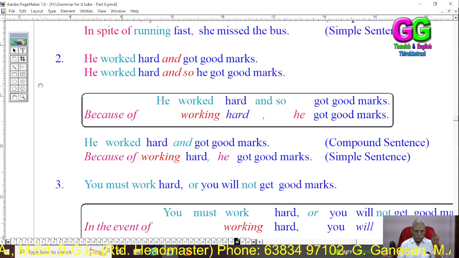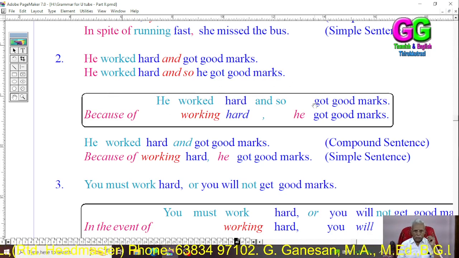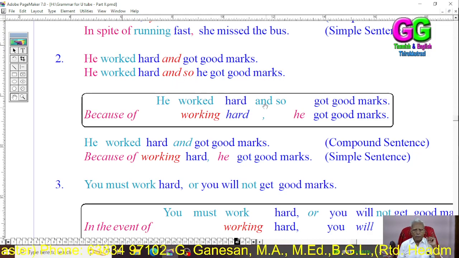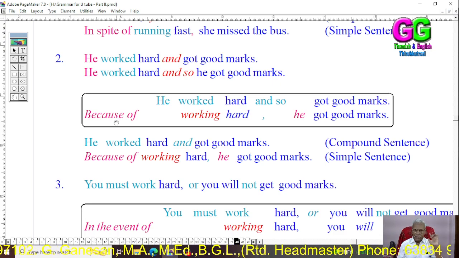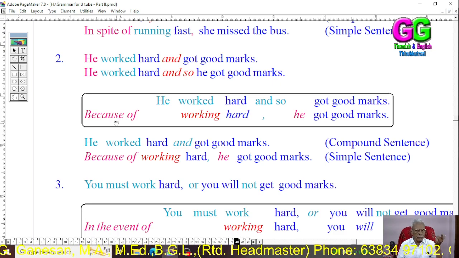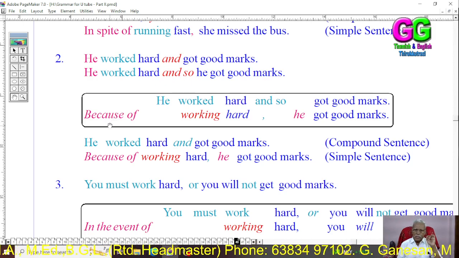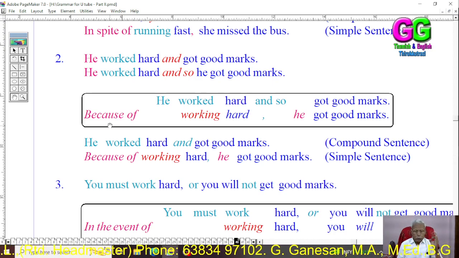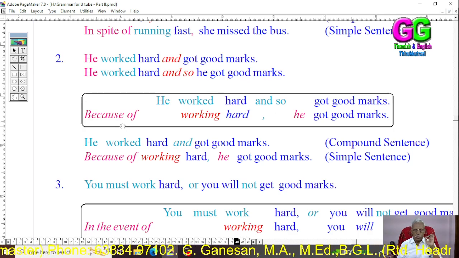See, it is reasoning. So the sentence is connected with reason. As he worked hard, he got good marks. It is connected with reason. So "and so" is replaced by a phrase, "because of", as used in the example. "And so" is the compound conjunction. Its phrases are because of, on account of, owing to, due to. There are four phrases. Here I have used "because of" for "and so".